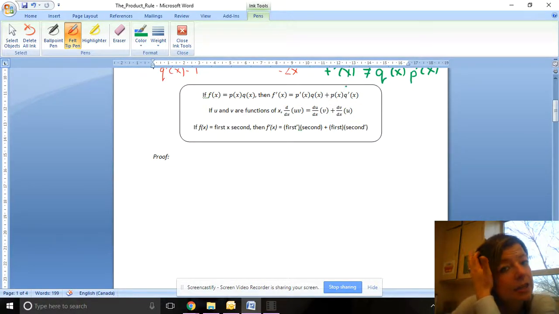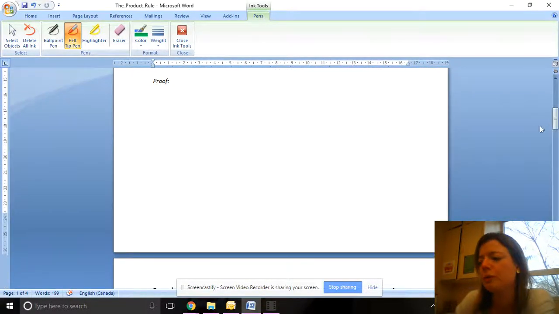Notice these are in different orders than the first question. That's just because addition is commutative, it doesn't matter. And here, my cheater way of thinking about it is if you have first times second, then the derivative is the derivative of the first times the second plus the first times the derivative of the second. So we get to prove this now.